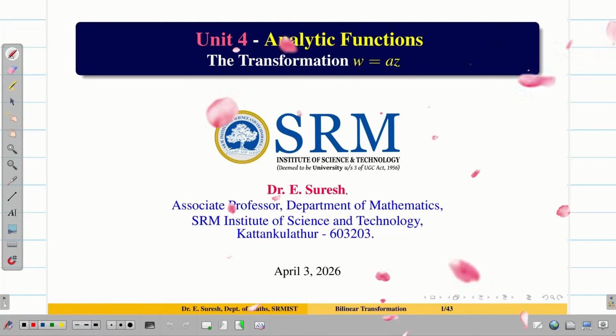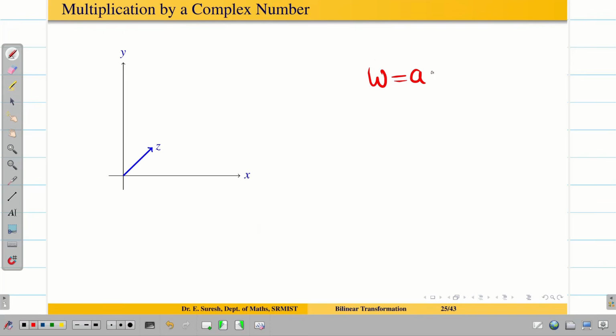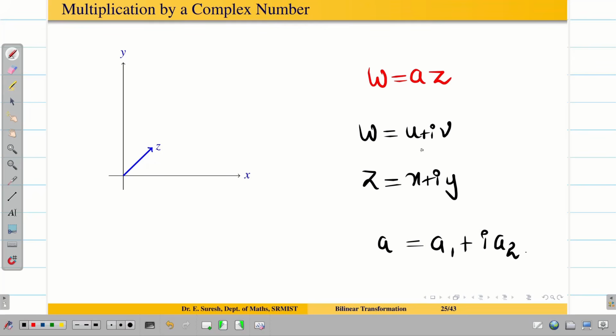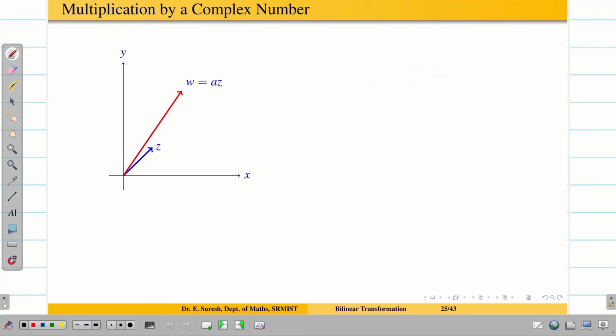Dear students, welcome to the problem solving session on the transformation W = AZ. Whenever we say W = AZ, we know that W = U + iV and Z = X + iY, and here A is any complex constant. So when we multiply A with Z, we can see the pictorial representation of W = AZ.